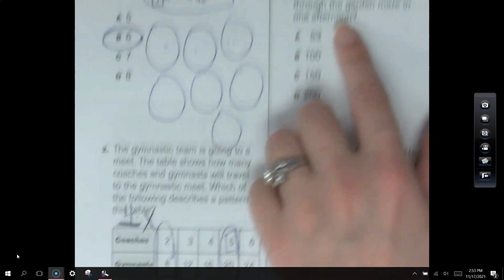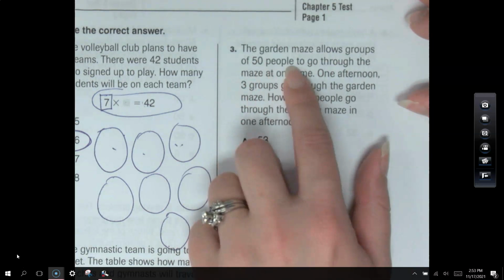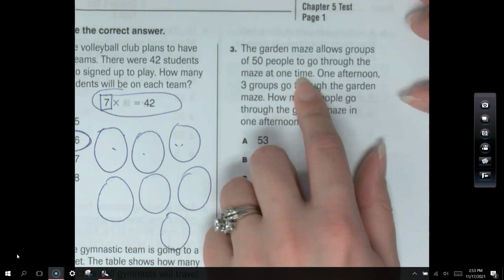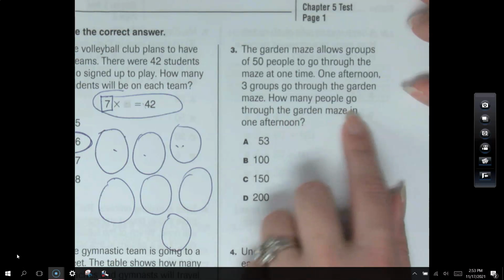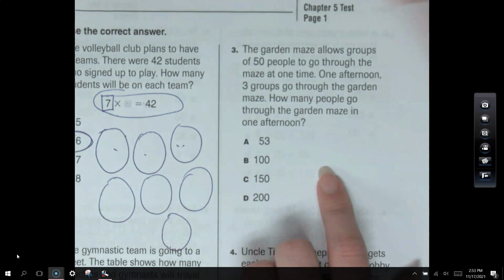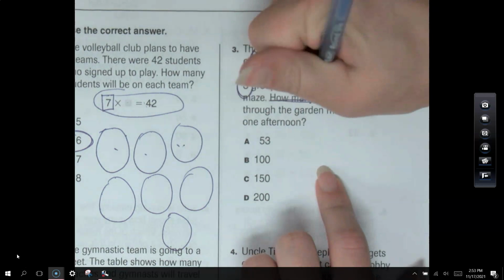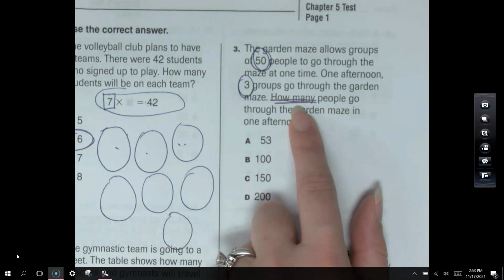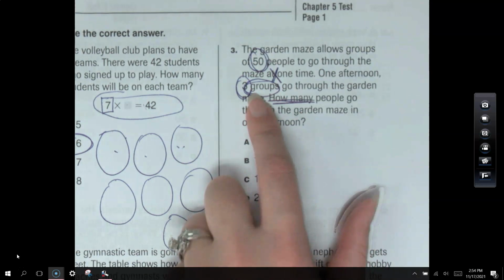All right, number 3. The garden maze allows groups of 50 people to go through the maze at one time. One afternoon, 3 groups go through the garden maze. How many people go through the garden maze in one afternoon? I have a 50 and I have a 3. I see the words how many, but how many is not super important. Do you see any other words that are important? If you said the word groups, you are correct. Groups means to multiply. So let's pull our numbers.